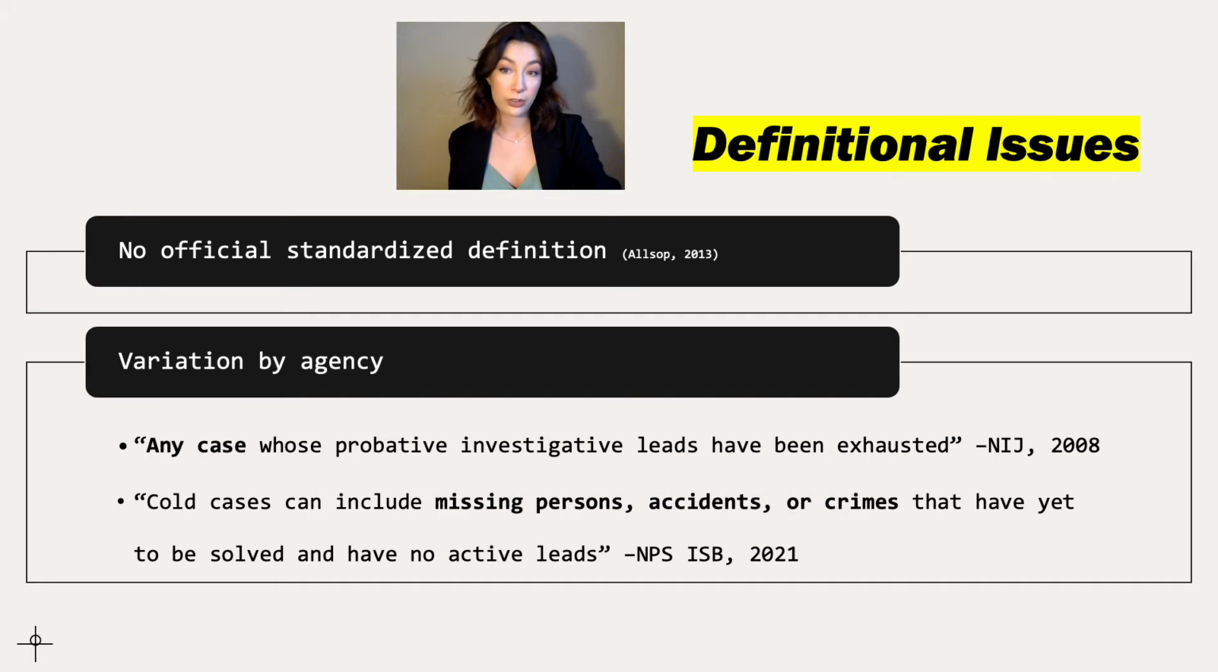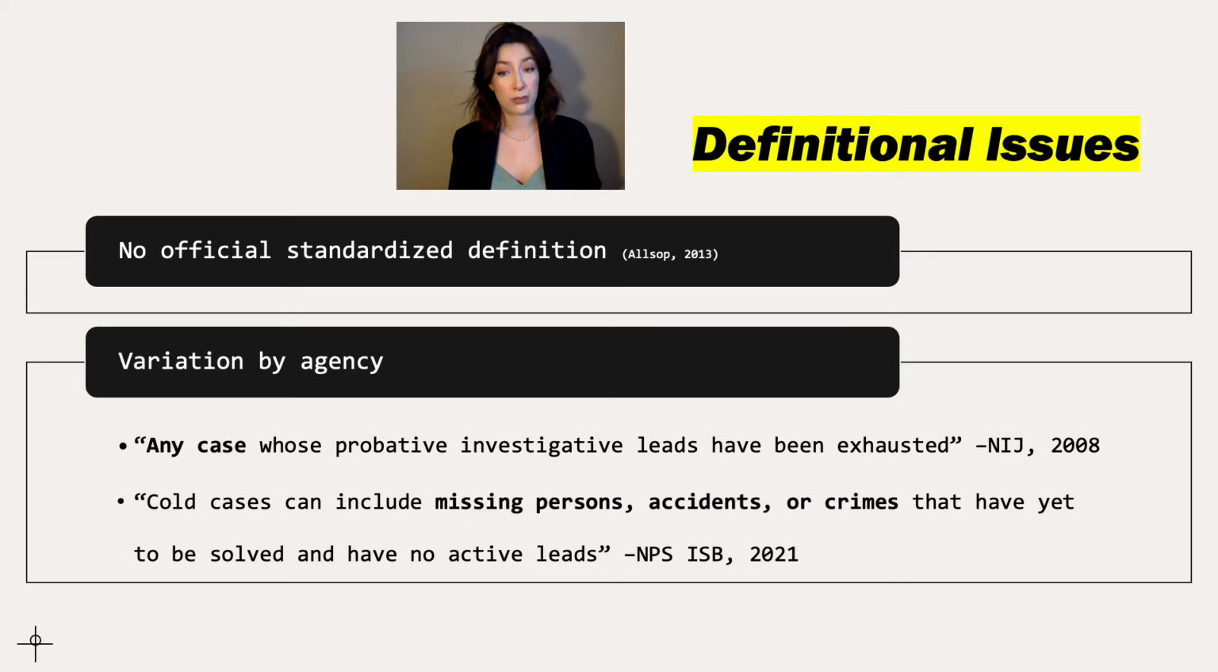So there is currently no official standardized definition for the term cold case amongst the public, practitioners, or scholars. Definitions vary by organization and encompass different actions and timeframes. Take, for example, the National Institute of Justice definition, which states a cold case is any case whose probative investigative leads have been exhausted. Now, compare this to the definition provided by the National Park Service Investigative Services Branch, where cold cases can include missing persons, accidents, or crimes that have yet to be solved and have no active leads.